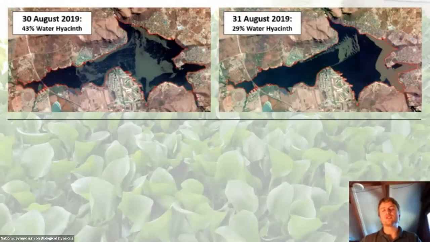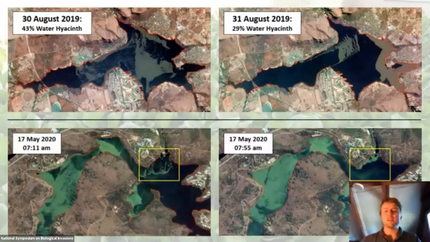This assumption doesn't work so well when what you're trying to study is so dynamically changing all the time. These two images of Hartebeest Port Dam are 24 hours apart, and you can see how quickly the water hyacinth distribution changes over that period. In the left image, the water hyacinth covers 43% of the dam, and the next day it only covers 29%. Trying to measure this kind of phenomenon can be quite challenging. The water hyacinth even changes on a minute by minute basis. These two images at the bottom are about 45 minutes apart, and you can already see how quickly the distribution of the mat has changed.